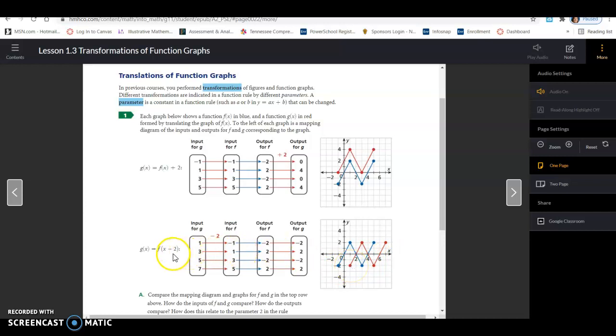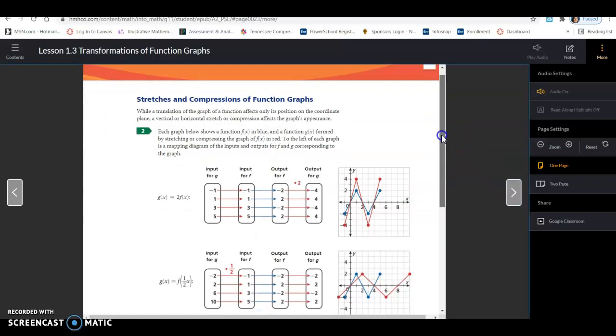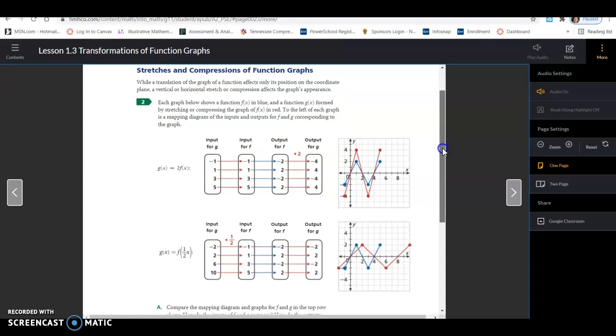Same thing, if this were a plus 2, then it would be shifted to the left 2, or in the negative direction. So again, this one's kind of opposite of what you expect from the sign. But outside parentheses, this is a vertical shift. Inside parentheses, it's a horizontal shift opposite the direction you expect it to go. All right, the next thing we're going to look at is stretch and compression.